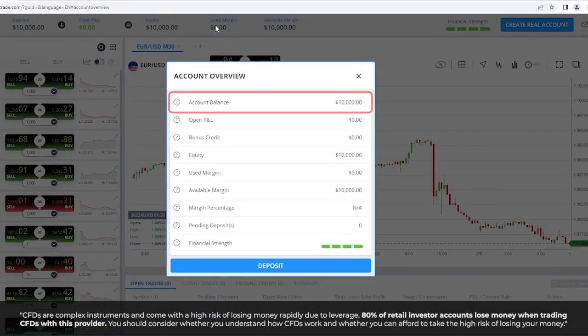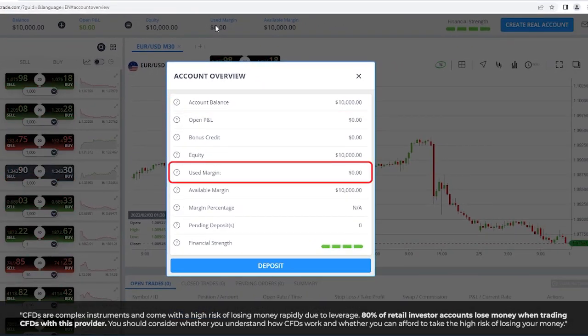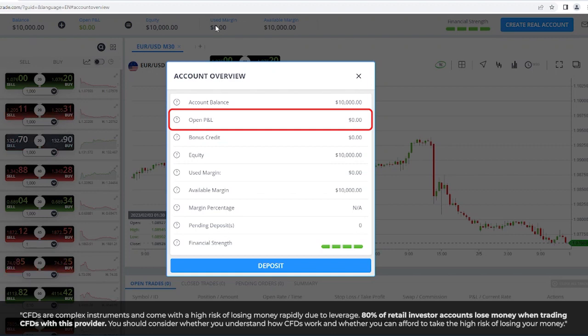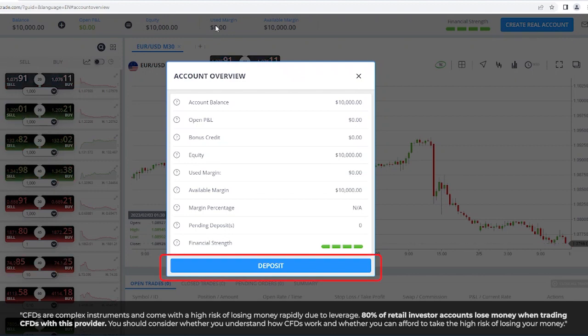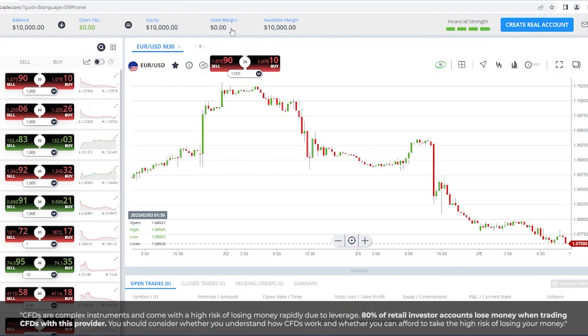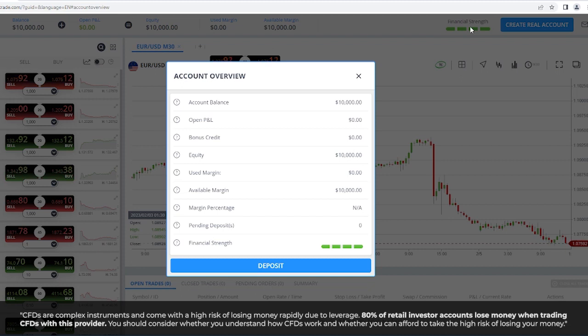Here you can see your balance and used margin. You can see your open profit and loss, the current state of your open trades, and equity that represents the amount of money that you are left with and that you can still activate. You also have an option to make a deposit from here. Next to used margin, you can see available margin. Financial strength represents a measurement of margin utilization from currently open trades. And if you click here, it also returns you to account overview.